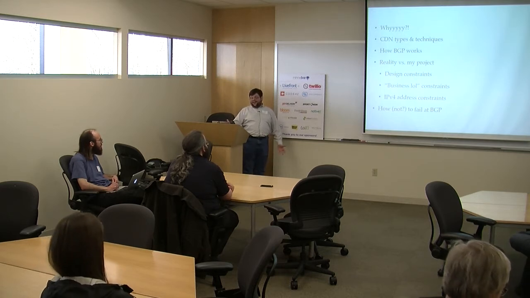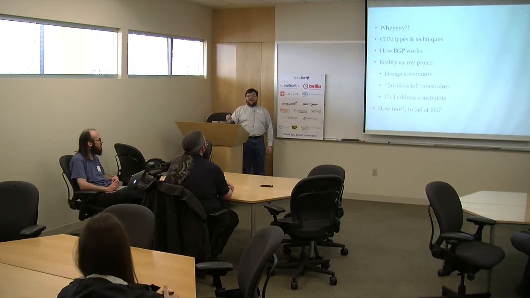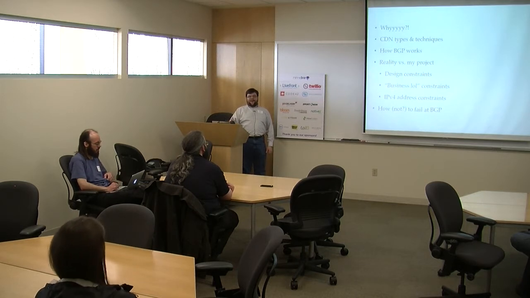So I'm basically going to go over why I did this at all, what a CDN is, how it works, and how global internet routing works, the very simplified version, and then how the realities of how those things work meant that I couldn't really do things correctly. And then, if there's time, a few specific mistakes I made that were very, very, very hard to identify at first.